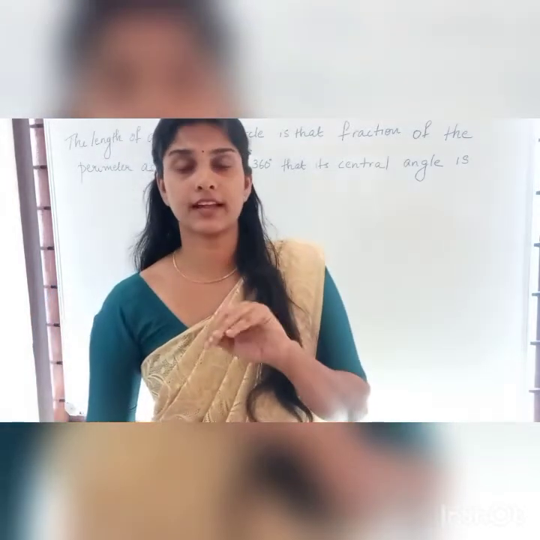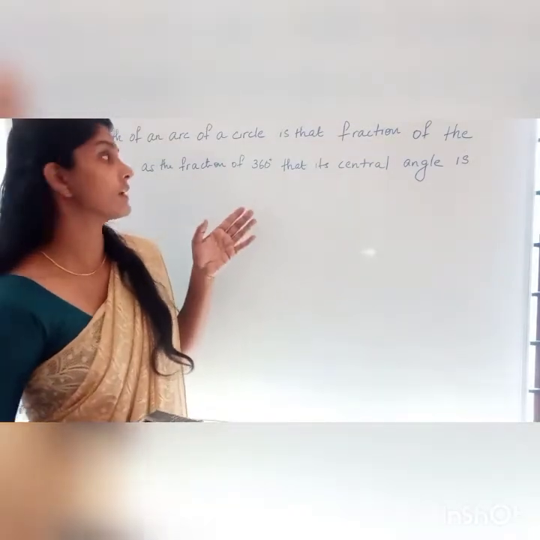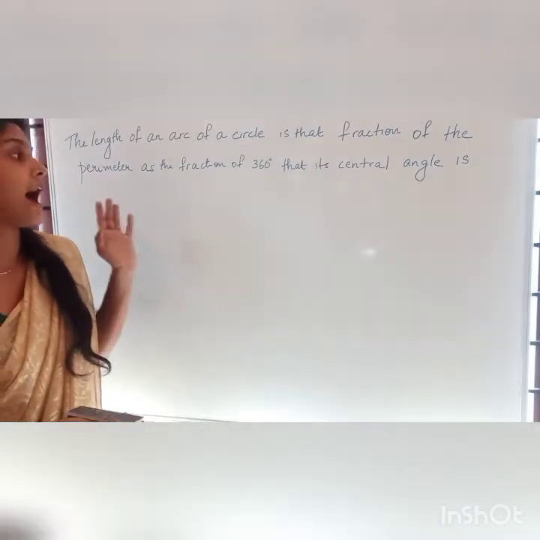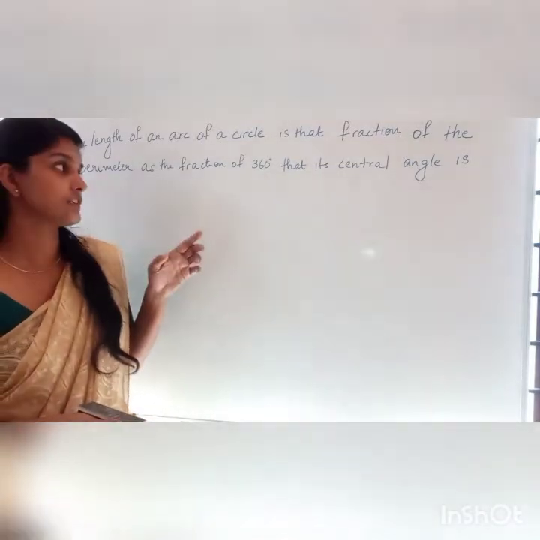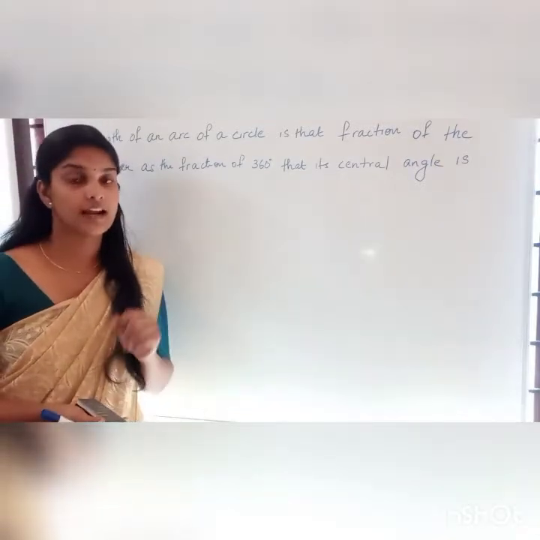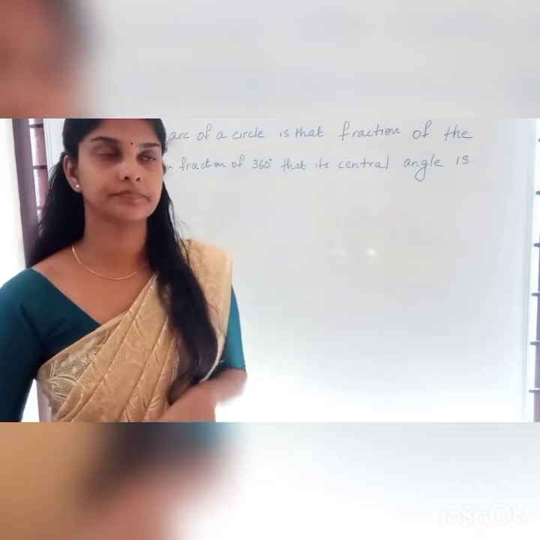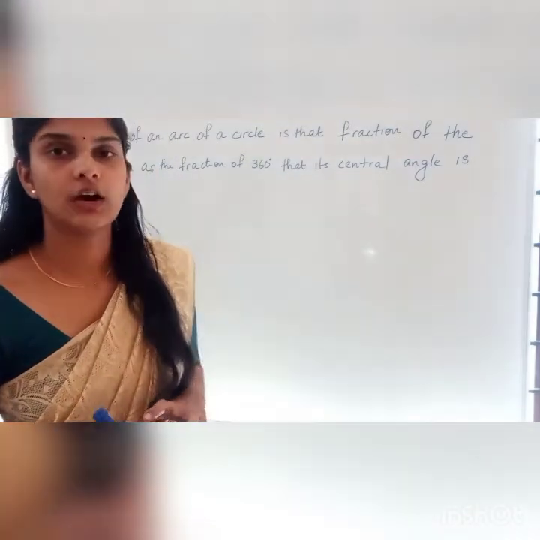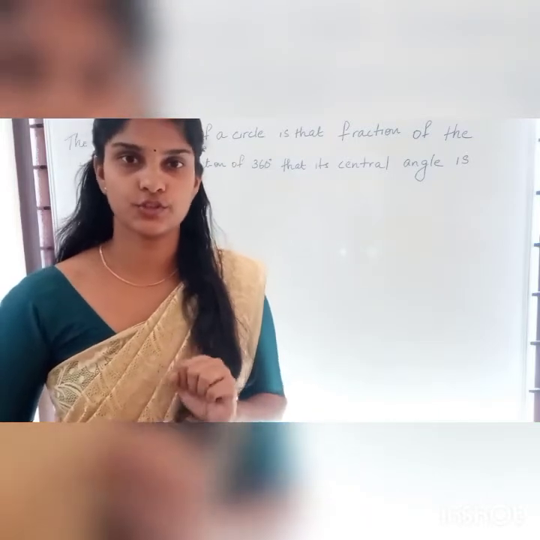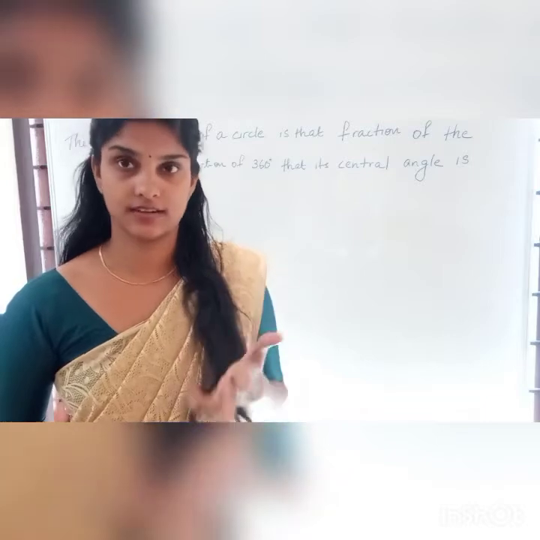And another important fact that we studied is that the length of an arc of a circle is that fraction of the perimeter as a fraction of 360 degrees that its central angle is. This is another big concept that we studied in the last class. Okay. So now I shall give an activity. Just try to do it. This activity is based on what we studied in the last class.